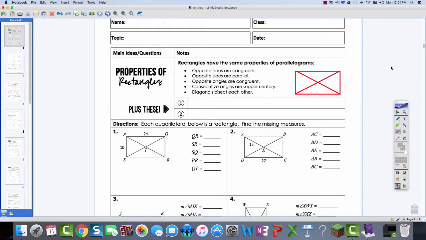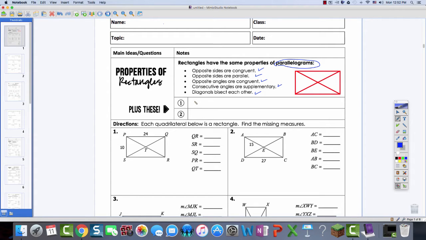In this video, we're going to study the properties of rectangles. Recall that a rectangle is a special form of parallelogram. Therefore, it carries all the characteristics of a parallelogram. That means the opposite sides are congruent as well as parallel, the opposite angles are congruent, consecutive angles are supplementary, and the diagonals bisect each other. That's what we discussed from the last unit.